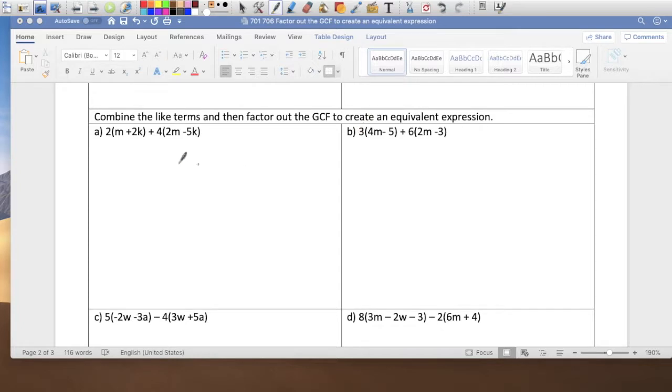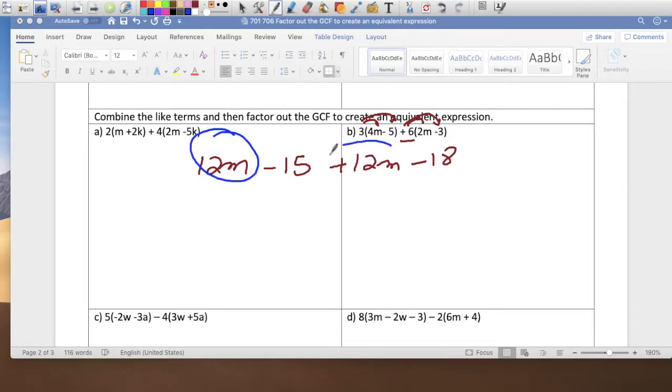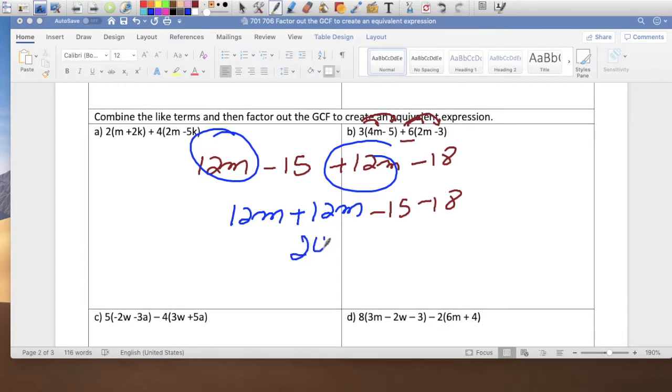Next one, 3 times 4, so I'm going to write 12m. 3 times negative 5 is negative 15. Positive 6 and 2m is 12m. And 6 times negative 3 is negative 18. Is there anybody I can combine? I can combine these two, and I get 12m plus 12m, so I'll write it down. And then on the other side, I have negative 15 and negative 18. I got 24m minus 33.